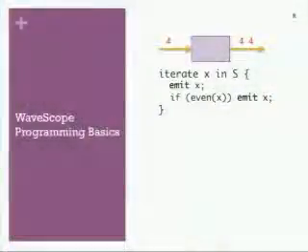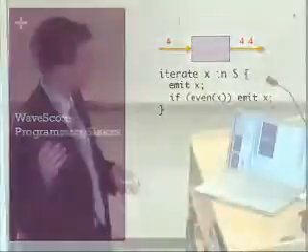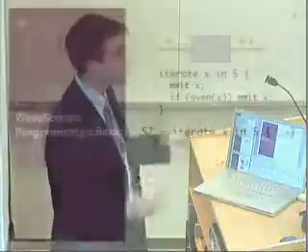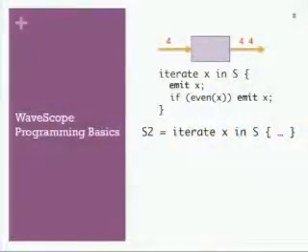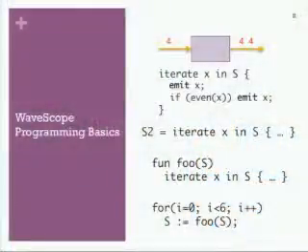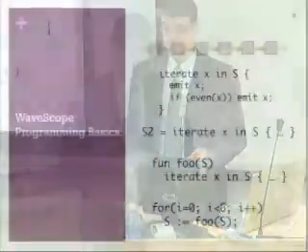The return value of one of these iterate statements is just a stream itself. So we can assign a name to it, defining the stream S2 in terms of the stream S, and we can use it anywhere in the program that we like. We can define functions that take streams as input and return streams as output that they build with iterate. And we could run a loop like this that will invoke foo several times to accumulate a chain of dataflow operators that would look something like that.